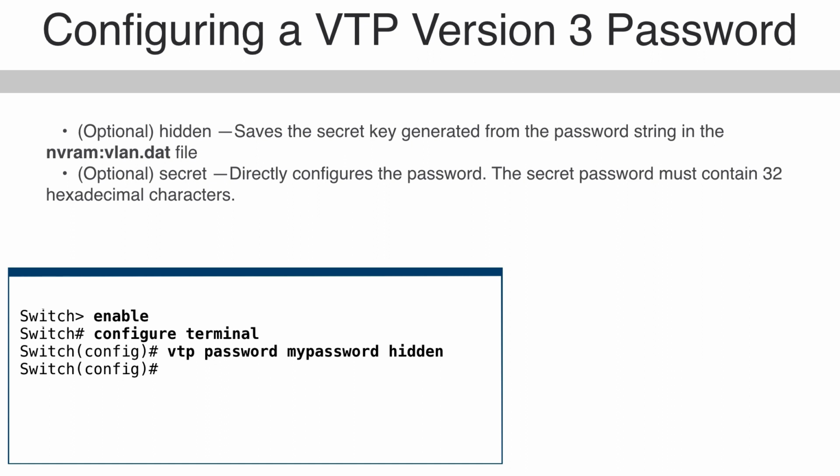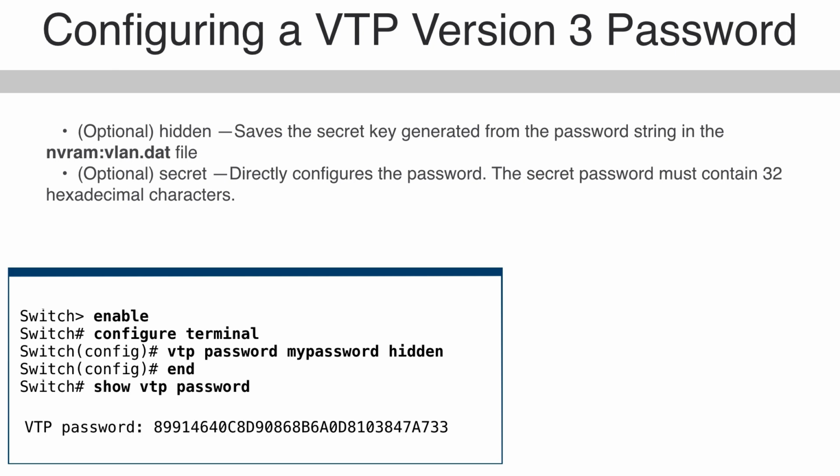If you configure a takeover by configuring a VTP primary server, you are prompted to re-enter the password. Secret directly configures the password. The secret password must contain 32 hexadecimal characters. Returns to privileged exec mode. Verifies your entries. The output appears like this.